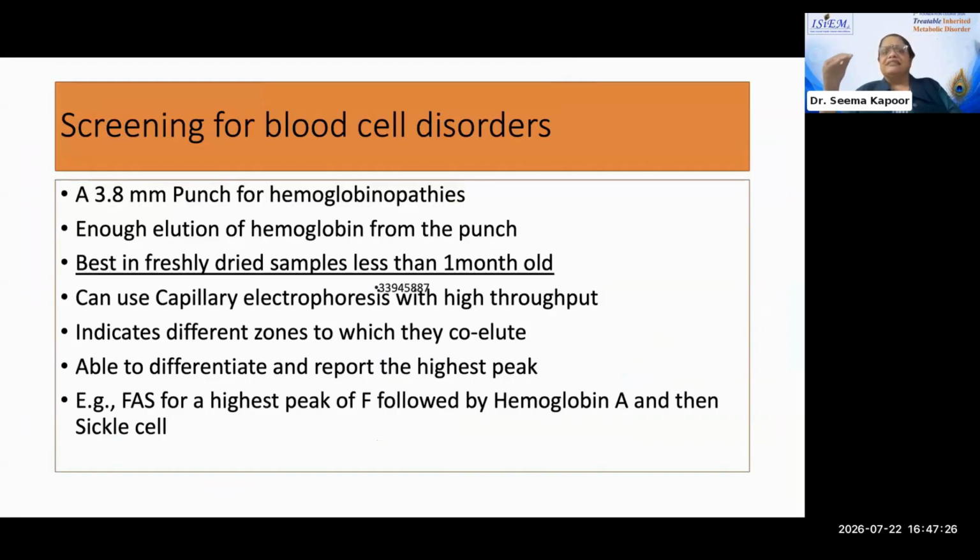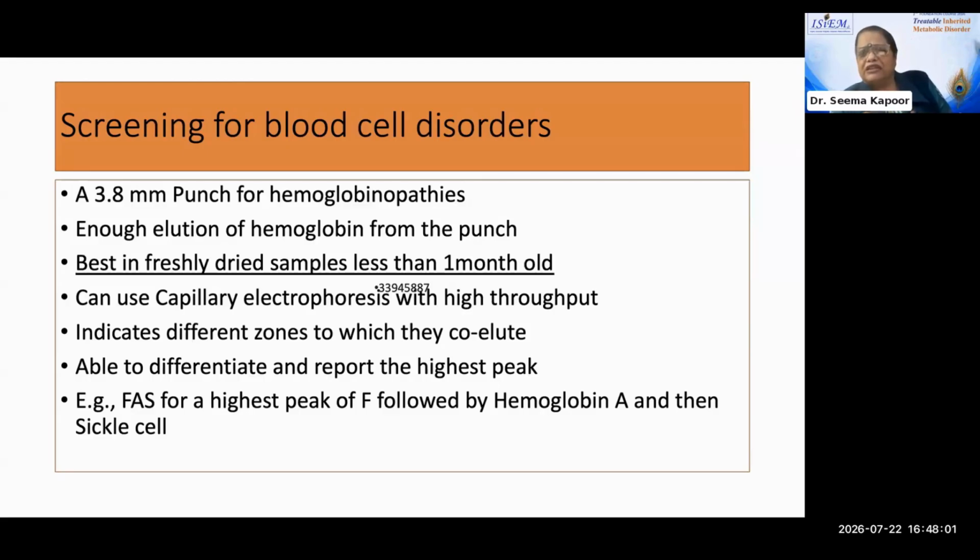Now, what is the difference in sampling for blood cell disorders and the other disorders? The punch that you use is slightly bigger for hemoglobinopathies. Only samples which are less than 1 month old can be used. Once the baby becomes more than 3 weeks old, he starts forming HbA2. So you will have 3 fractions, HbF, HbA, and HbA2, and you will not be able to differentiate. So it's best used within the first 3 weeks.